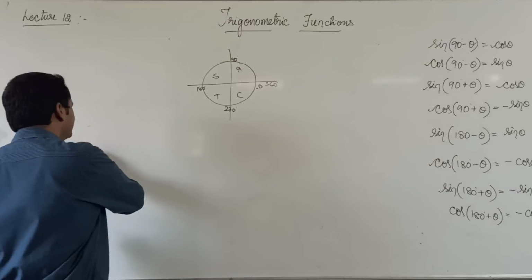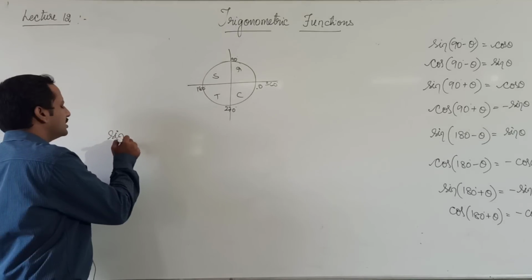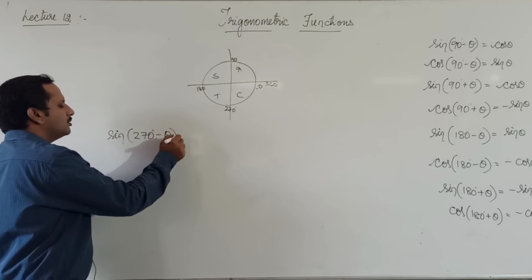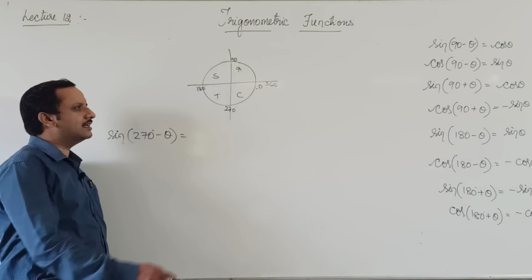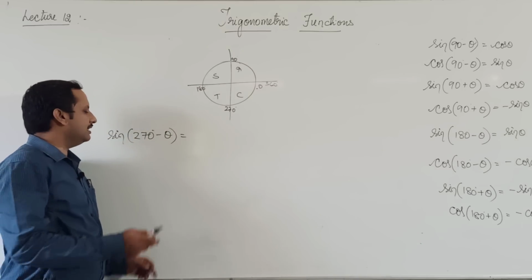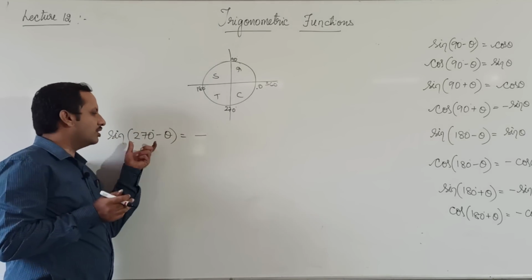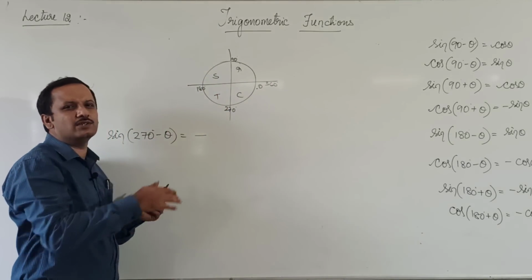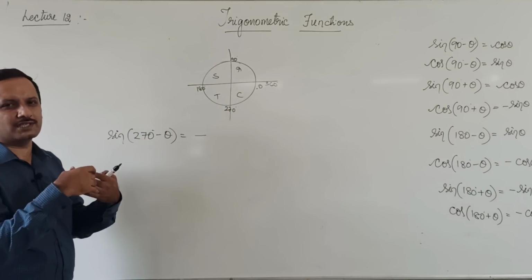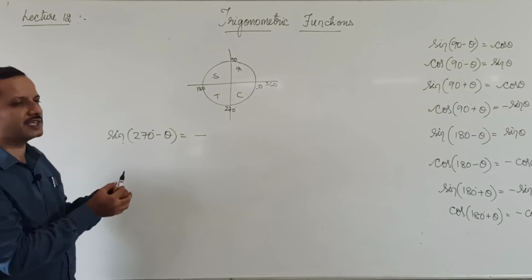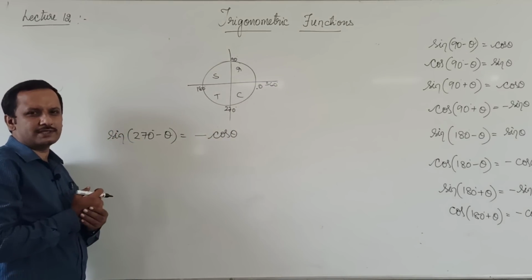Now let me take some example. Suppose I want to know what is sine 270 minus theta. First identify which quadrant it lies in. 270 minus theta, this is third quadrant. In the third quadrant, is the given function sine positive or negative? Negative, right, minus. After that, 270 minus theta. Are we using the horizontal line or the vertical line? We are using the vertical line. So when you are using the vertical line, you have to write its co-function. What is the co-function of sine? Cos. So cos theta. So sine 270 minus theta equals minus cos theta.